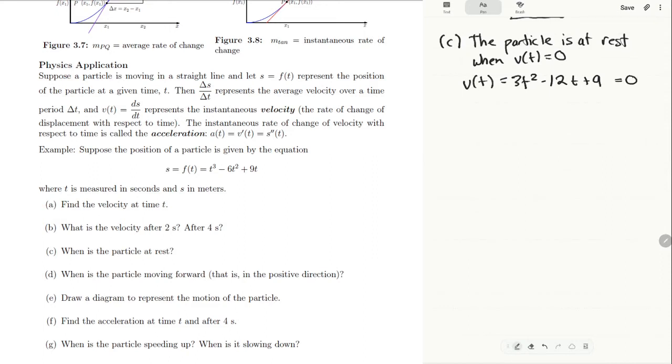So what we have is a quadratic. Let's see if we can simplify our equation. We notice that there's a common factor of 3 out of all terms. So if we factor out a 3, we're left with t squared minus 4t plus 3 is equal to 0. Now t squared minus 4t plus 3 is factorable, and it factors to t minus 3 times t minus 1.